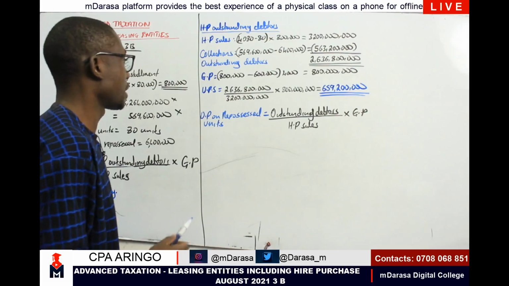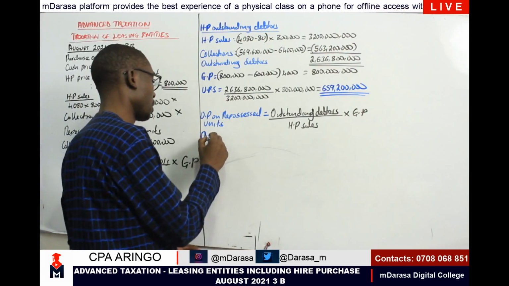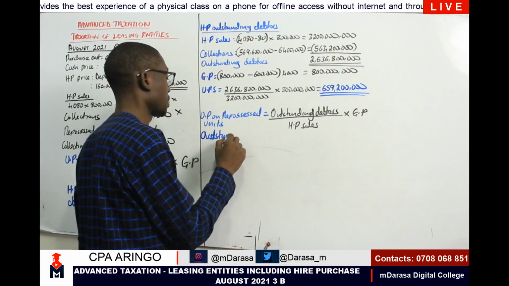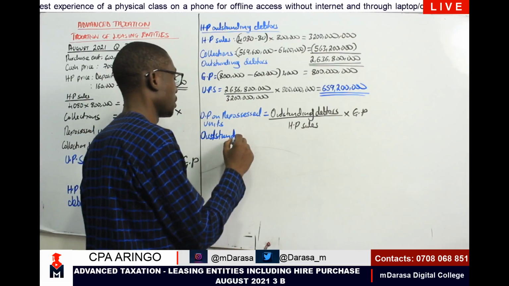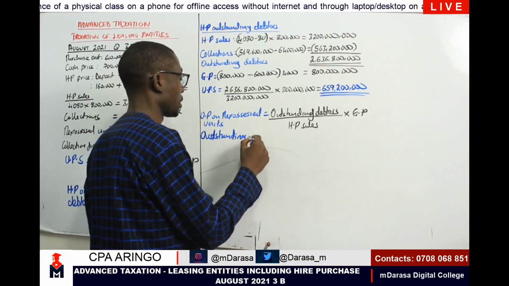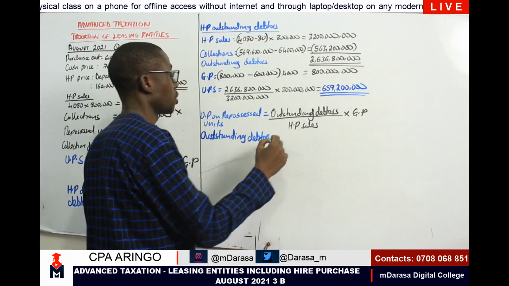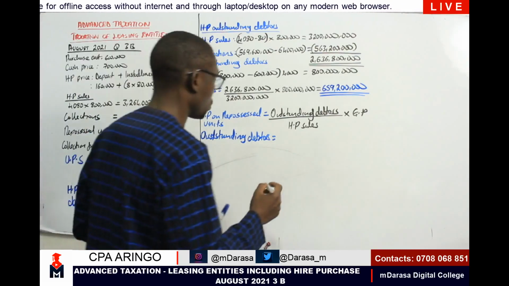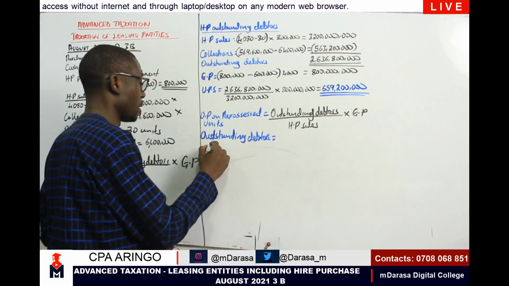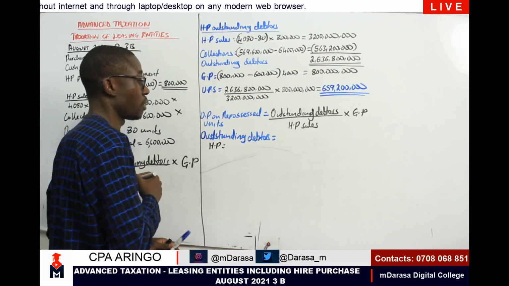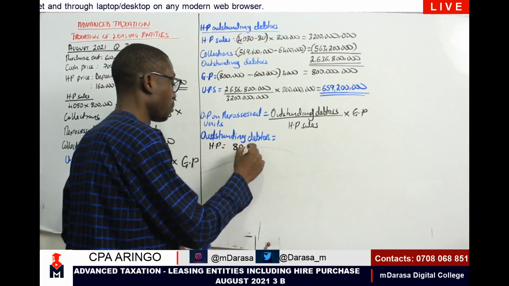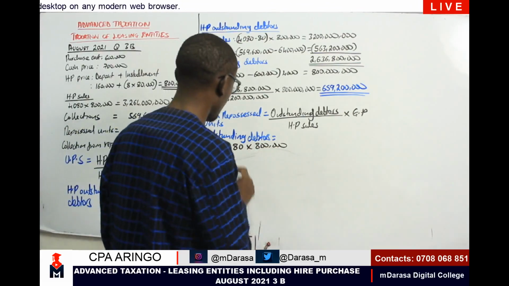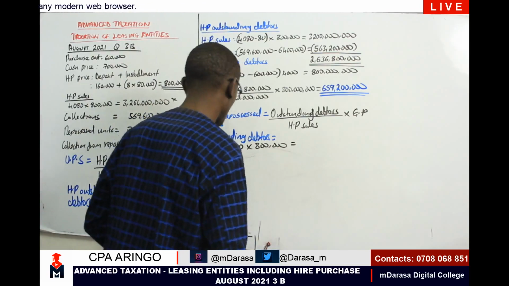So, outstanding debtors on the repossessed goods, what should we be having? In this case, they had already paid. First of all, we should be talking of what was expected. The hire purchase sales that was expected from our debtors, we had 80 by 800,000. This is what we were expecting, 80 by 800,000, which should give us a figure of how much?